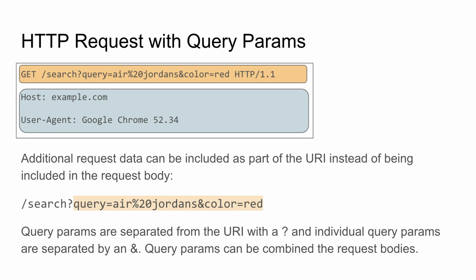Additional request data can be included as part of the URI instead of being included in the request body. So if you do search query Air Jordans color red, the query params are separated from the URI with a question mark, and individual query parameters are separated by an ampersand. Query parameters can be combined in the request bodies.